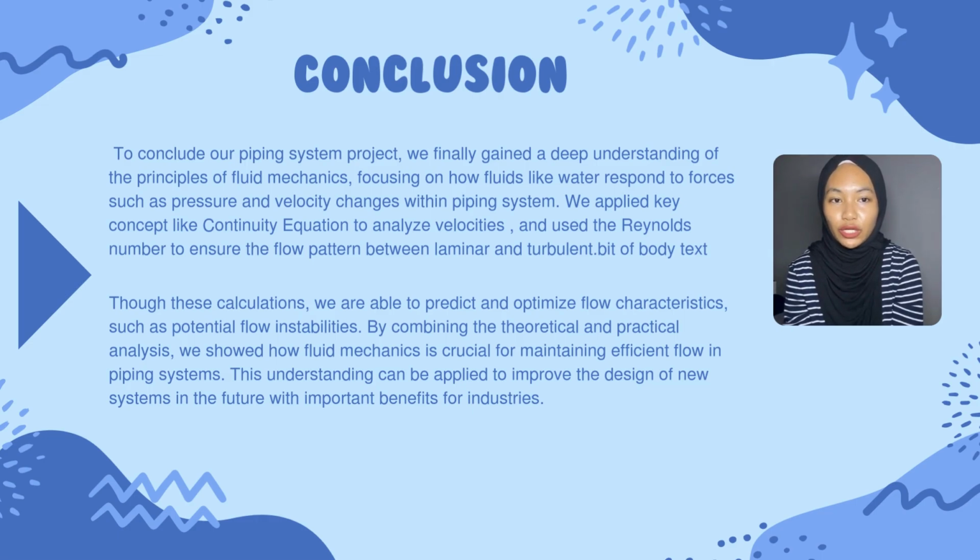In our piping system project, we learned how fluid, like water, behaves under different forces such as pressure and flow speed in pipes. We use the continuity equation to ensure the flow rate stays consistent even when the pipe size changes. The Reynolds number helps us understand whether the flow is laminar or turbulent, which affects efficiency. We also studied how pressure drops happen due to friction and other factors using a simple formula like the Darcy equation.